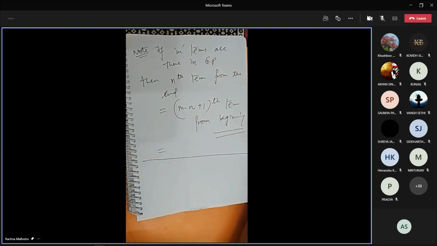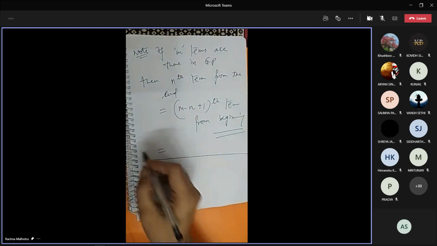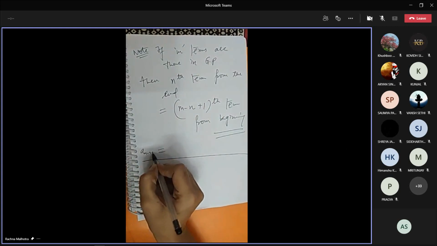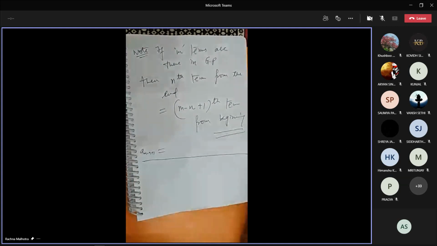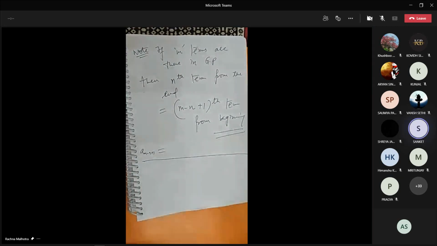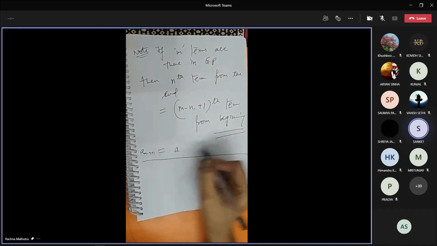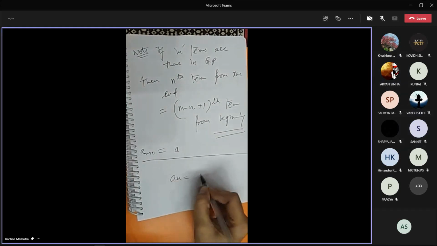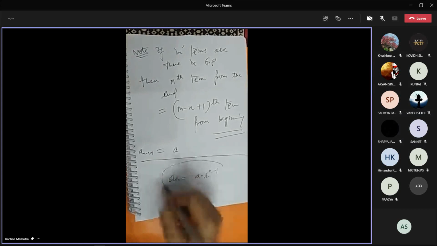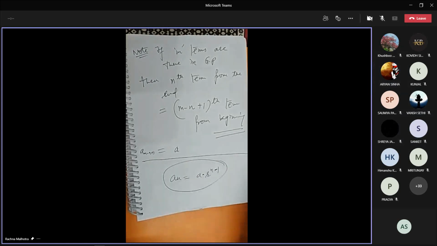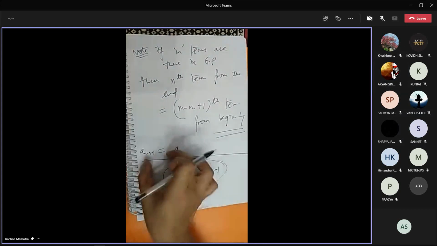The m minus n plus 1 term, if you find it in GP, if you want to find this term. A into r power m minus n. Yes, what is the formula? वैसे formula क्या होता है term का? A multiply r to the power n minus 1. This is the formula for any term. So we can also use this formula for this one.